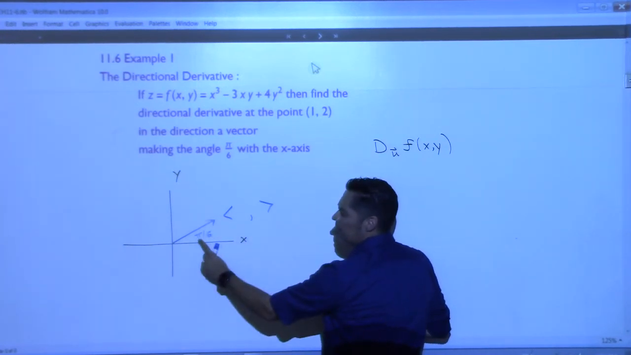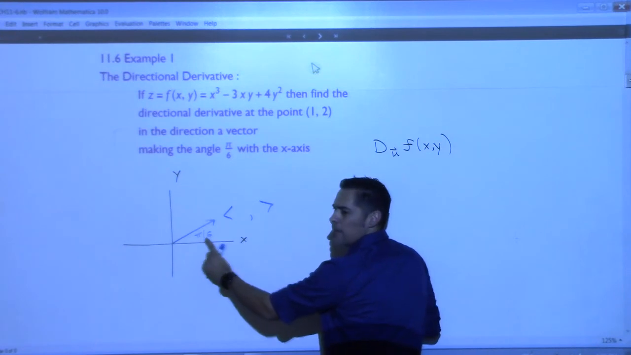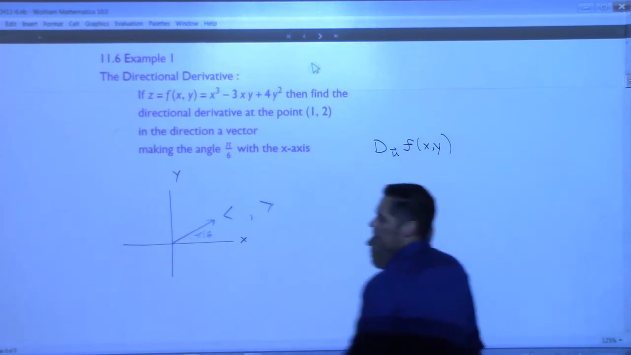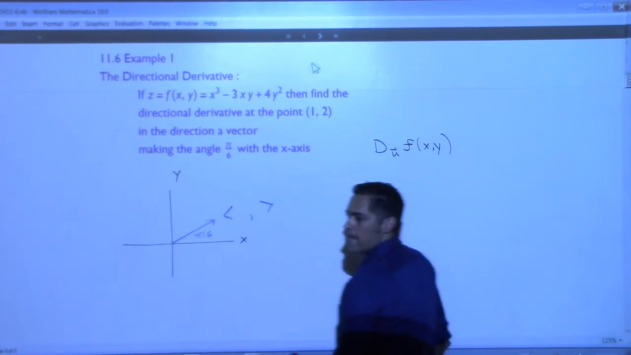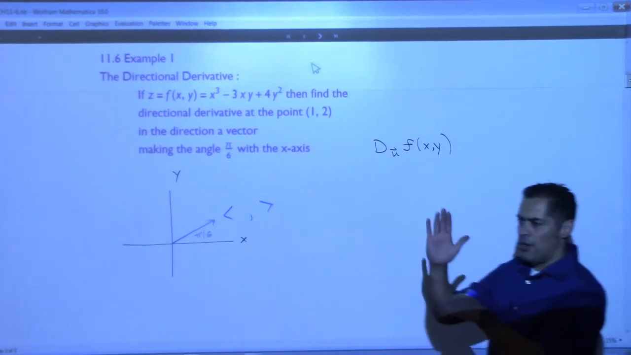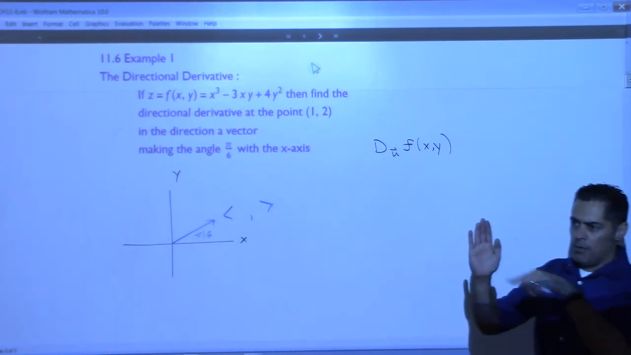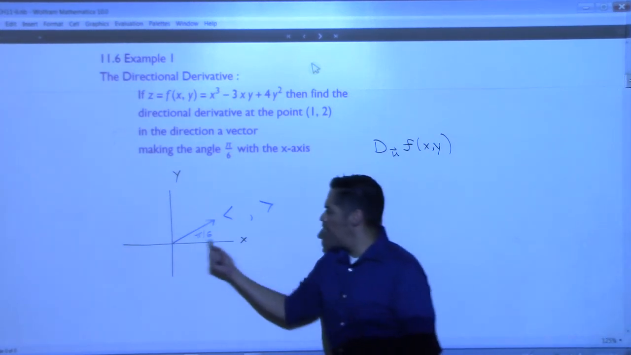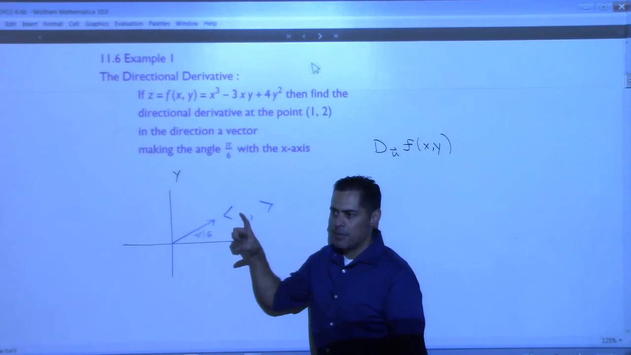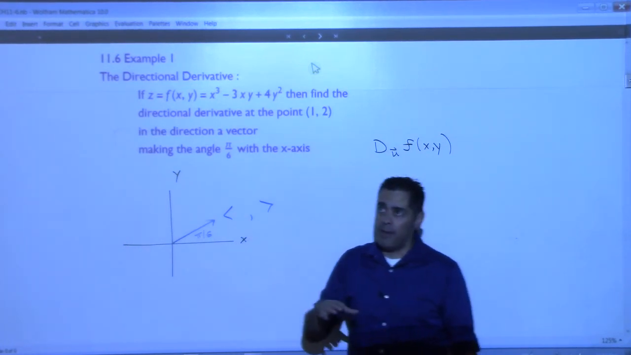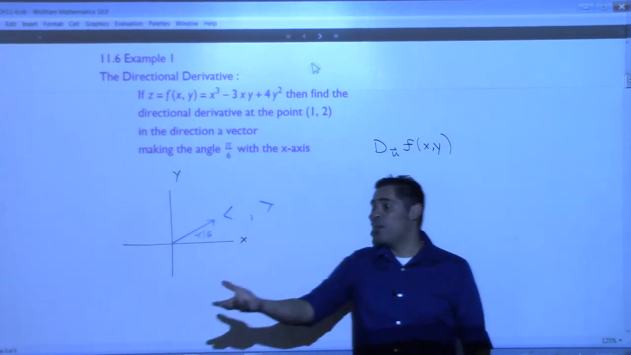1, 1 would be pi over 4. Why would 1, 1 be pi over 4? Pi over 4 would be root 2 over 2 and root 2 over 2. Yeah, but when your ratios are equal, then you're at 45 degrees. If this was 1 and that's 1, then you're at 45 degrees. Oh, I see what you're saying. So the vector 1, 1 would be 45 degrees, but it also wouldn't be a unit vector.